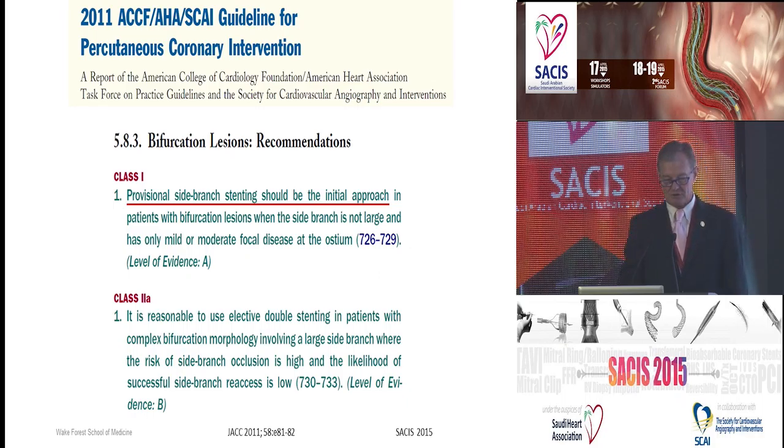And you can see that this has been introduced as a class 1 indication in the bifurcation lesions recommendation, shown here in the 2011 guideline, showing a provisional side branch stenting should be the initial approach, and a two-stent approach should be used only when there is concern about being able to get back into the diagonal vessel.